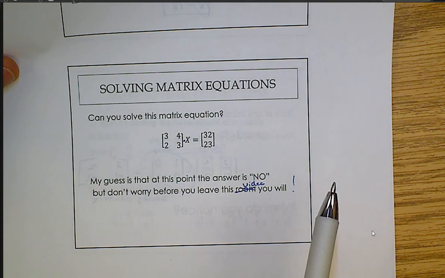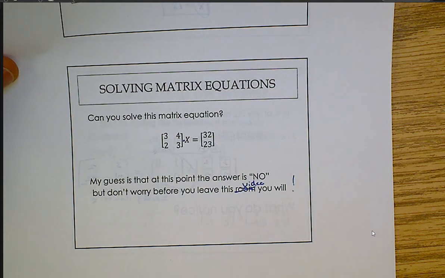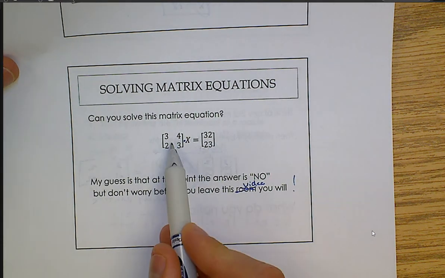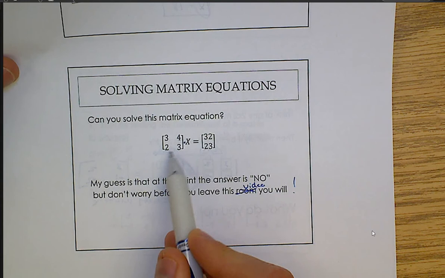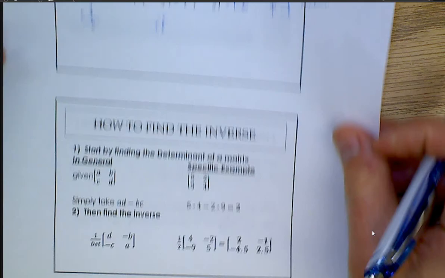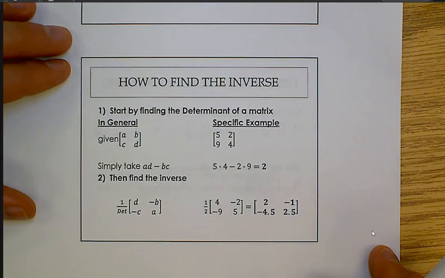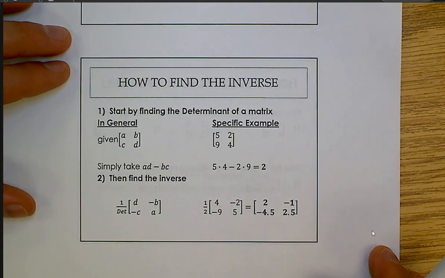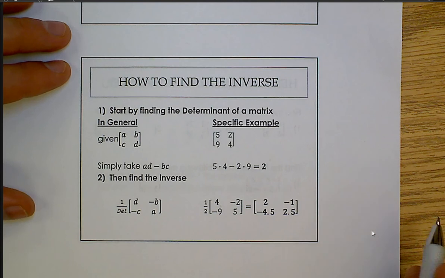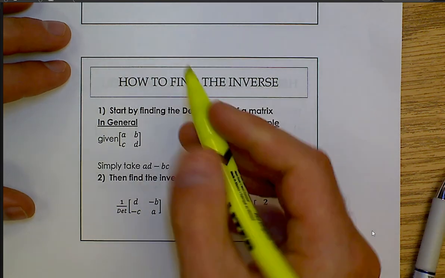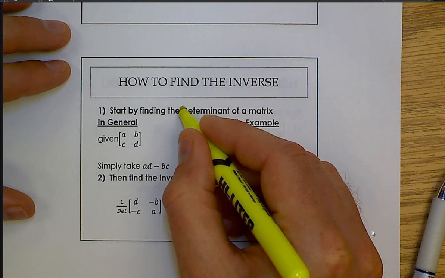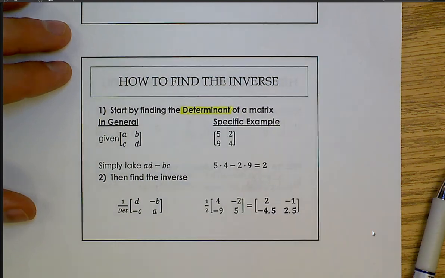So our goal right now, what we're working towards, is to find the inverse matrix of this 2 by 2. So here's what we're going to do. Here's how you find the inverse. It's a little involved, but we'll go through it slowly and do a couple examples. The first thing you want to do is start out by finding the determinant. Now I mentioned that in the very beginning. We want to find the determinant. The determinant is a number that allows you to find the inverse matrix.